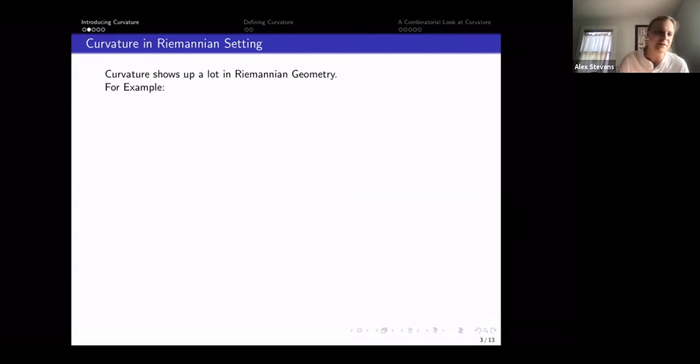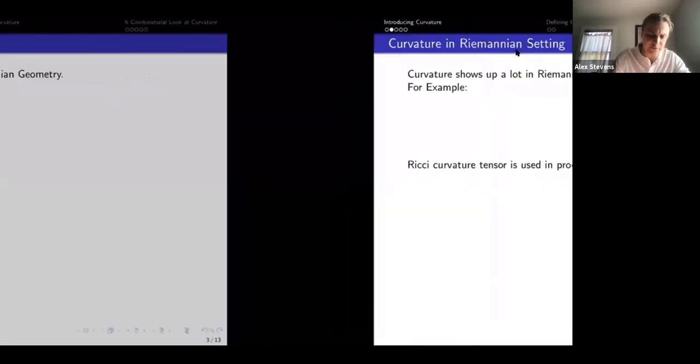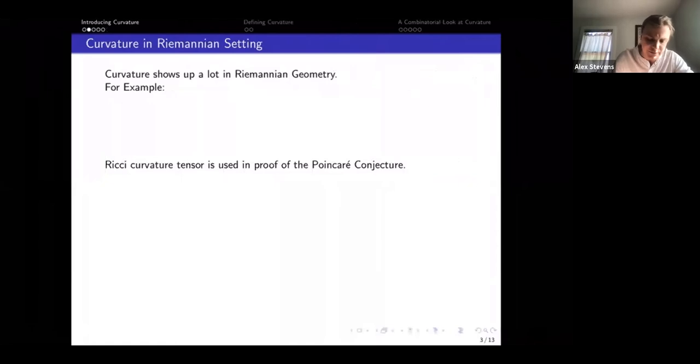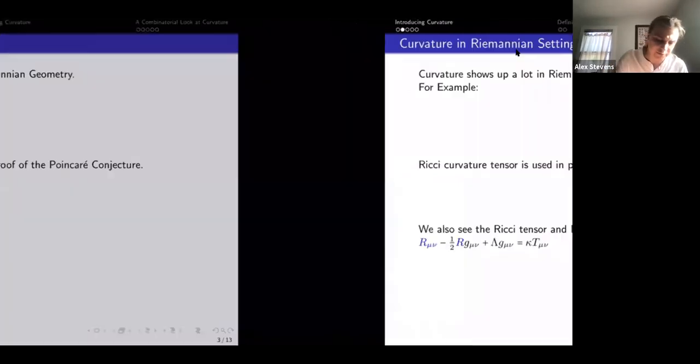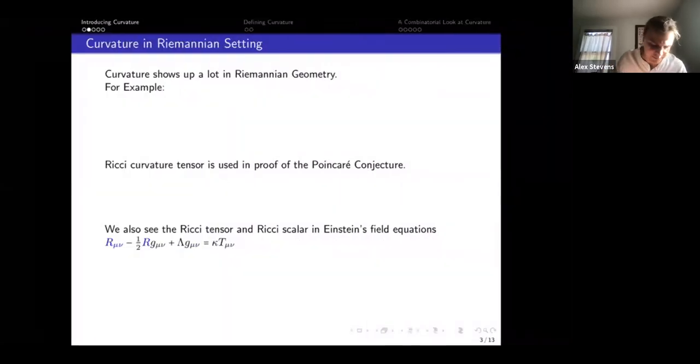If you're not sure, maybe I can convince you of this. Curvature shows up a lot in the Riemannian setting. For example, the Ricci curvature tensor is used in the proof of the Poincare conjecture. If you've heard of Ricci flow, it's super important. It was kind of the golden bullet, and this curvature tensor was used. When you're talking about local conditions in a Riemannian manifold, curvature is super important. You can say a lot of things if you know lower bounds on curvature.